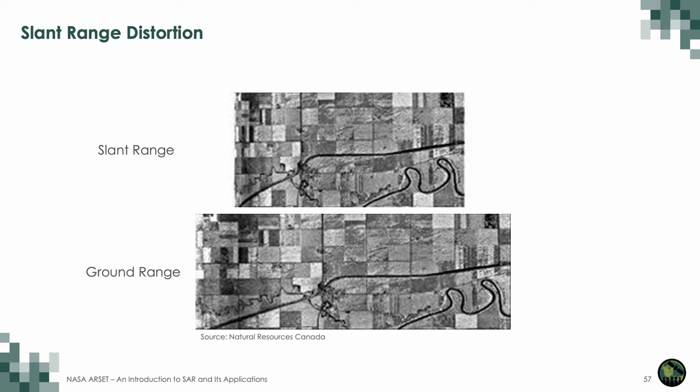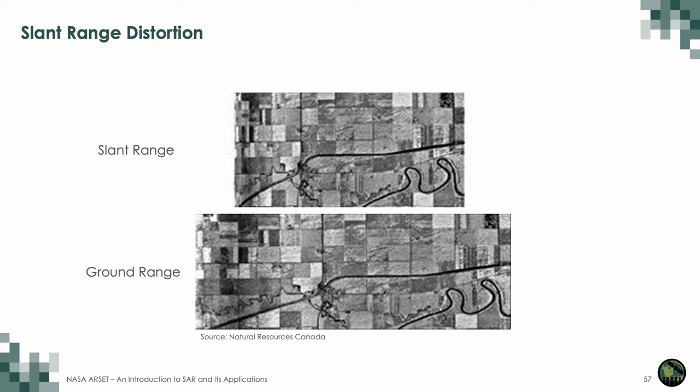And one of them is the slant range, which is the distance of the signal between the sensor and the target, not the true horizontal distance along the Earth's surface. And this results in a varying image scale moving from the near to the far range and causing targets in the near range to appear compressed relative to the far range.